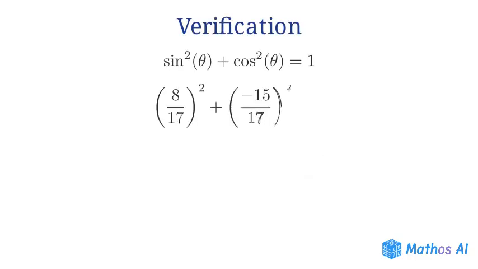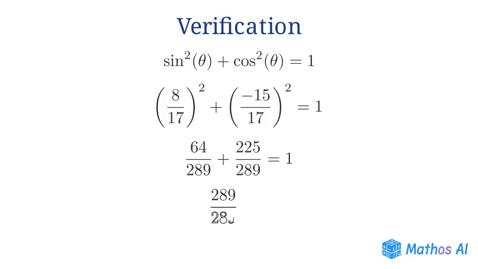Let's quickly verify this. If we plug these values into the Pythagorean identity, sine squared plus cosine squared, we get 8/17 squared plus -15/17 squared. This simplifies to 64 289ths plus 225 289ths, which indeed equals 289 289ths, or 1.